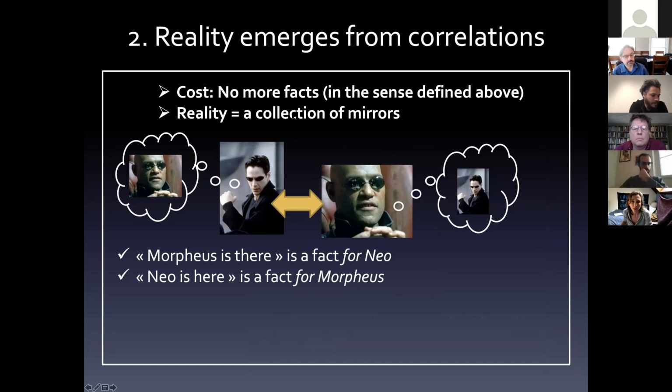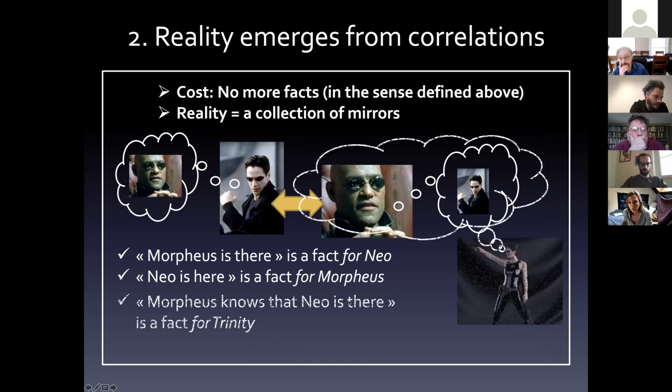And reality in that sense becomes kind of a collection of mirrors where Morpheus is there is a fact for Neo, but Neo is there is a fact for Morpheus. And then Morpheus knows that Neo is there is a fact for Trinity. And all over the place, there are only relative facts. So facts are relative. And if I put Trump in the slide before, it's for this reason, because for me, this really sounds like alternative facts. So even if this ontology is extremely interesting, I think we must pay attention to the language that we use and what we propagate to society. So I close the parenthesis, the political parenthesis.